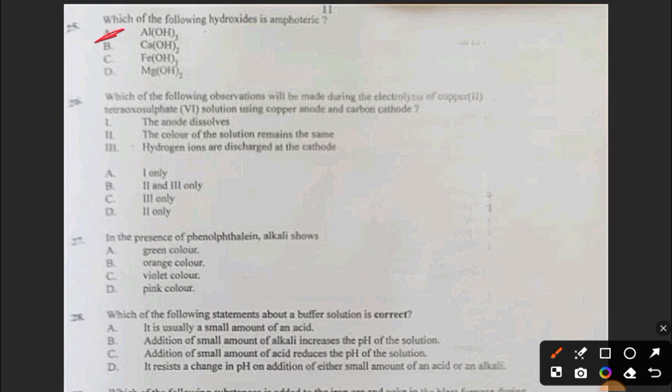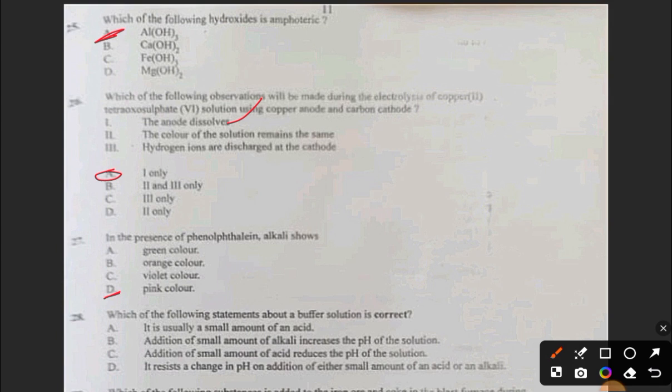26, which of the following observations will be made during the electrolysis of copper 2 tetraoxosulfate 6 solution using copper anode and carbon cathode? So I, the anode dissolves. That's true. The color of the solution remains the same. No, hydrogen ions are discharged in the cathode. That's also not true. So question 26 is A. 27. In the presence of phenolphthalein, alkaline shows green color, orange color, violet color, pink color. Question 27 is D.